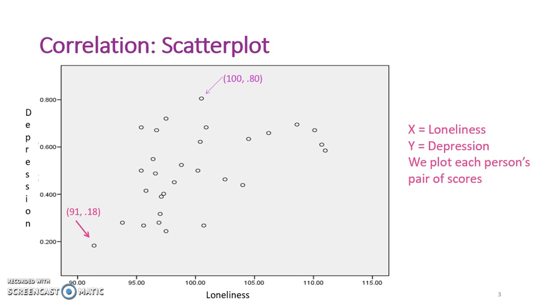Let's go over an example with actual variables. Here, loneliness is the x variable and depression is the y variable. If we're plotting the bivariate distribution of loneliness and depression, I will plot each person's scores using the two axes. If person A, the pink arrow, has a loneliness score of 91 and a depression score of 0.18, I draw the dot here for person A. If person B, the purple arrow, has a loneliness score of 100 and a depression score of 0.8, I draw the dot indicated for person B.